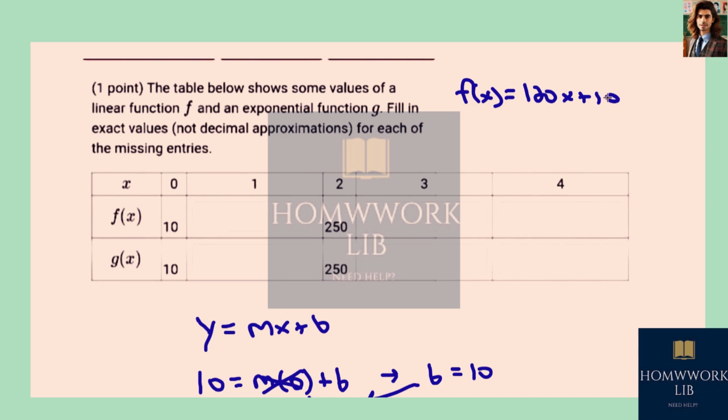And so f of 1 would be 120 plus 10, which is 130. So notice that it went up 120. Now it's going to go up 120 again because that's our slope, our change. So we could just say 250 plus 120, or that's 120 times 3 plus 10, which is 370, and times 4 would be 490. Now into the exponential.